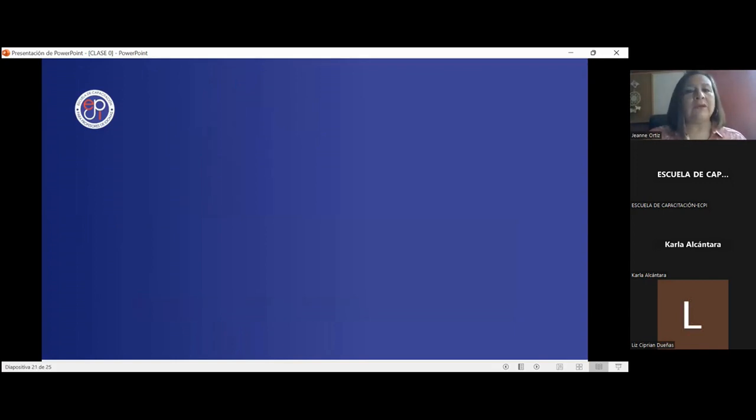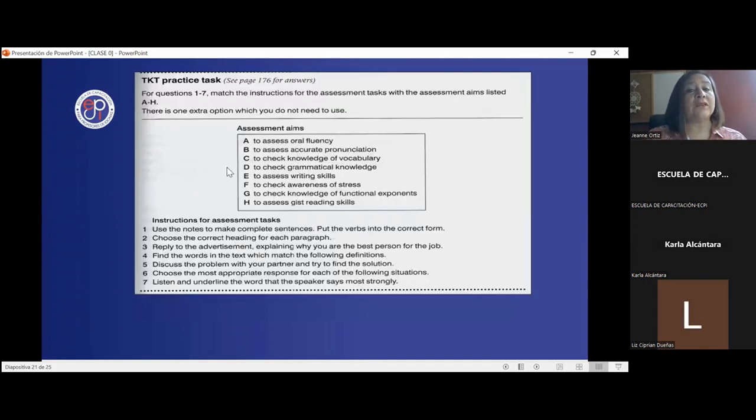And here we have this. Okay, so different kinds of assessment during the class. Well, we don't have too much time, so I'm going to show you this. For example, we are going to focus on number 1. Use the notes to make complete sentences. Put the verb into the correct forms. Letter D says to check grammatical knowledge.